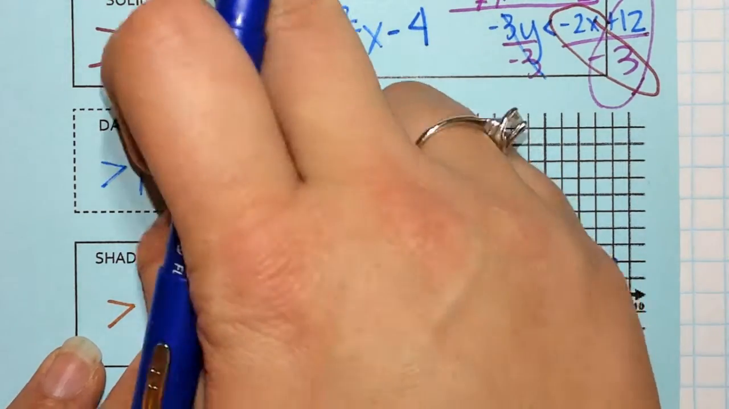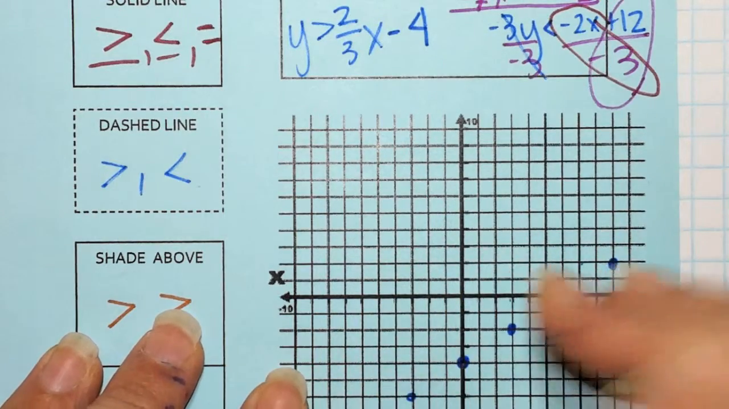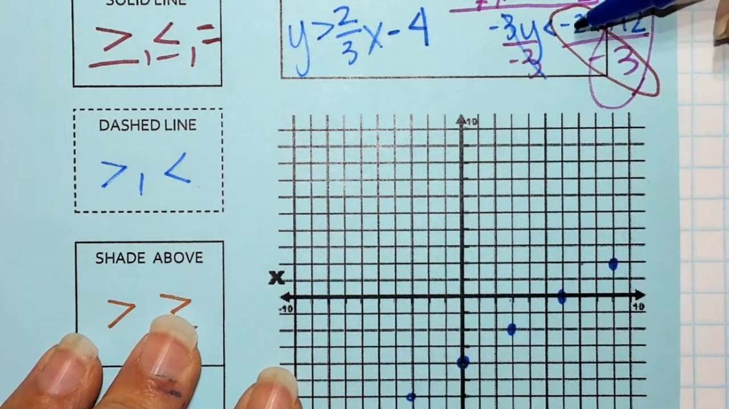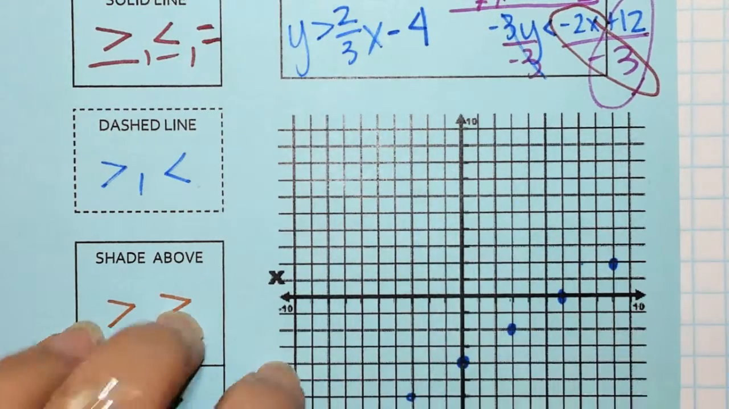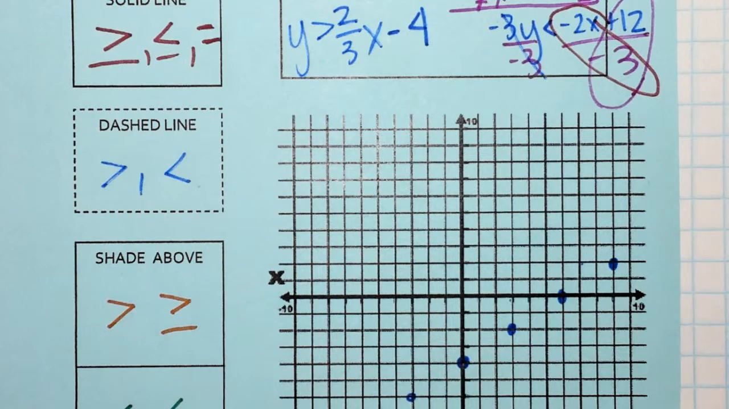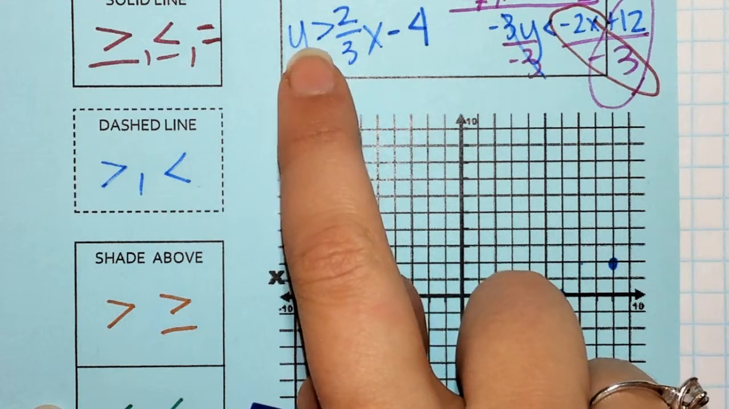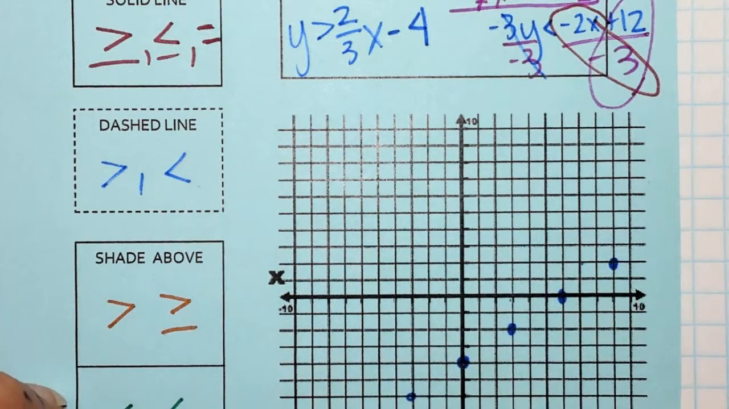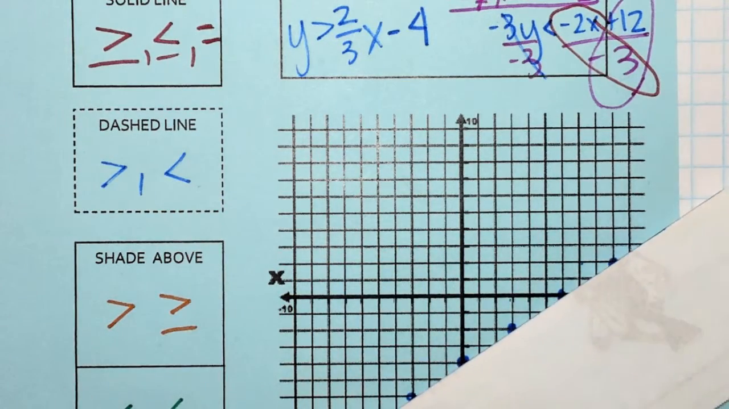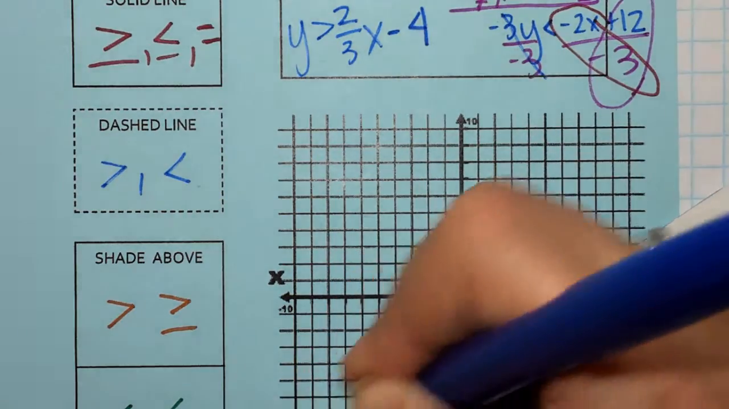All right, so don't connect the dots yet. Step 1 was solve for y. We did that. Step 2 was graph using slope and y-intercept. We did that. Step 3, solid or dashed line. Now, to figure out whether you use a solid or dashed line, look at your inequality sign. Does this have a line under it? No, so you do a dashed line. It looks like this.